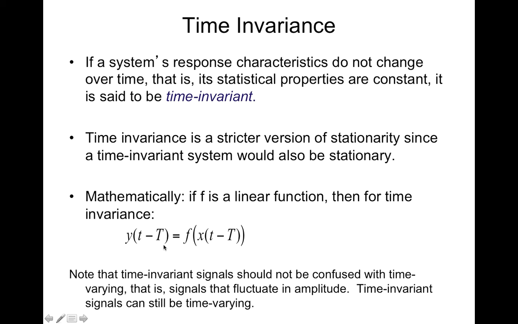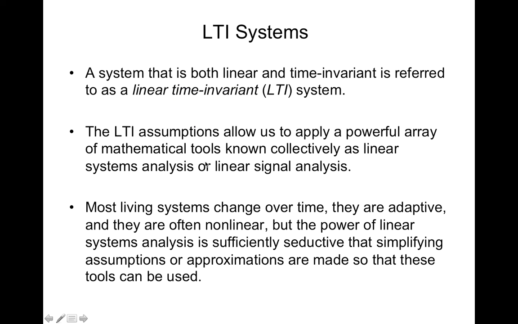So for time invariant signals, you don't want to include this with time varying, okay? Signals that fluctuate in amplitude. Signals can be time invariant but still be time varying. So what you're looking at is what is it that's time invariant? It's the statistical properties. So a system that's both linear and time invariant is referred to as a linear time invariant or LTI system.